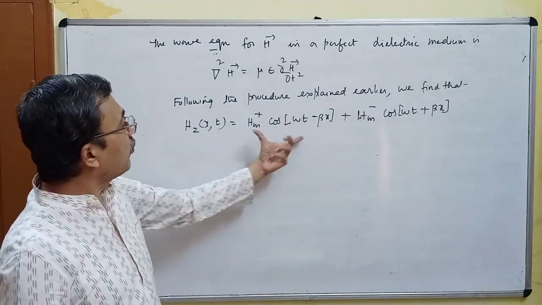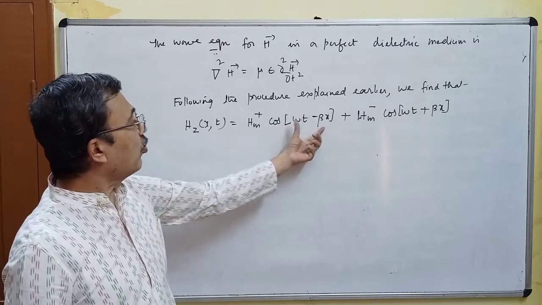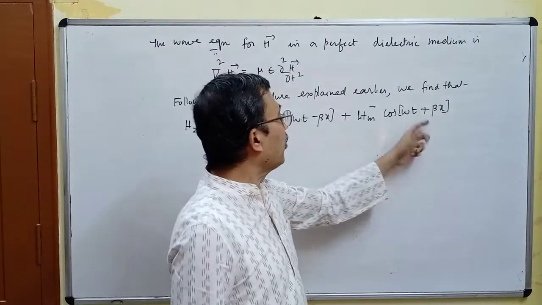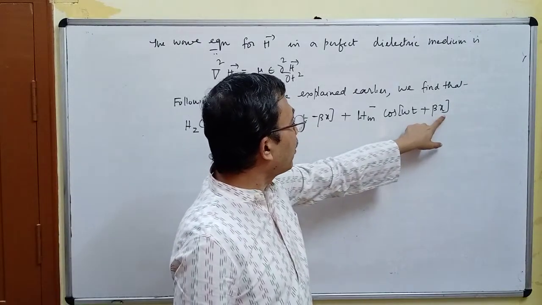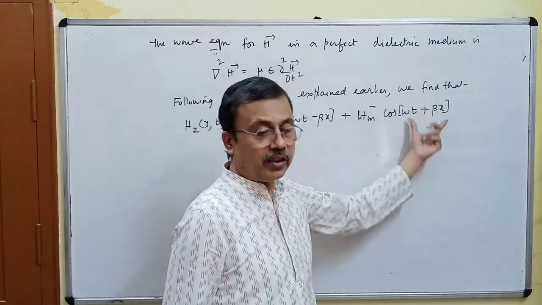Here also you see this is a forward traveling wave. So as t increases, x increases, omega t minus beta x remains constant. This is a backward traveling wave. As t increases, x decreases, therefore omega t plus beta x again remains constant.